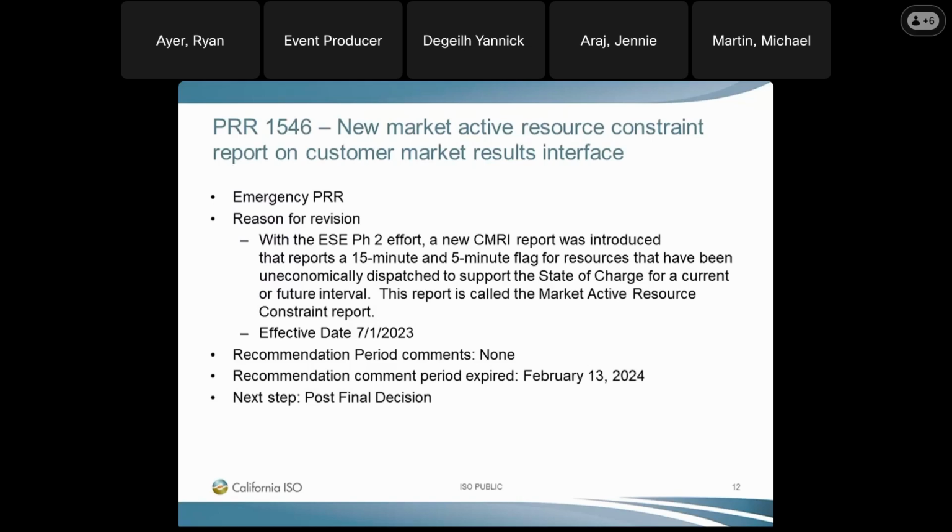We didn't receive any comments by the comment expiration time, and at this point we'll post the final decision. So any questions on that one? And remember, if you have a question, to raise your hand if you're in the WebEx, or if you are dialed in by phone, you can press #2 on your keypad to be placed into the queue.